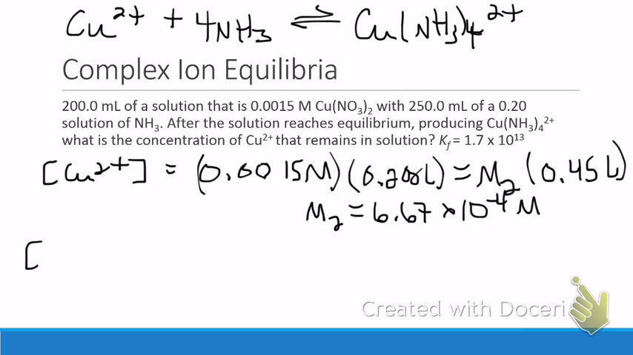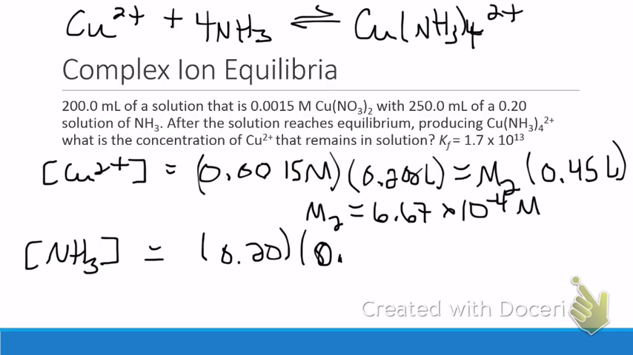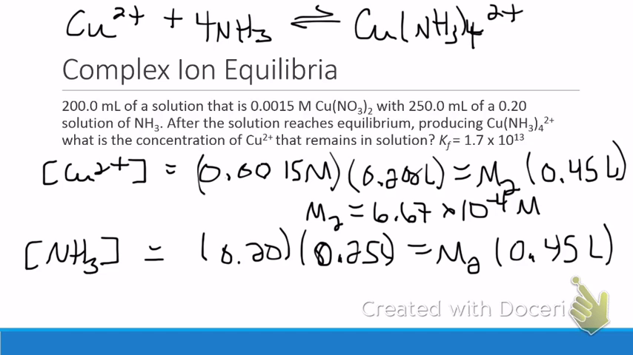Then we're going to do the same thing for ammonia. We're going to set up a RICE chart with our equilibrium expression, so we're going to need all the concentrations. Here we start with 0.2 molar times 0.25 liters. Again, solving for M2 with the solution having the same total volume of 0.45 liters, we get that M2 equals 0.11 molar ammonia.